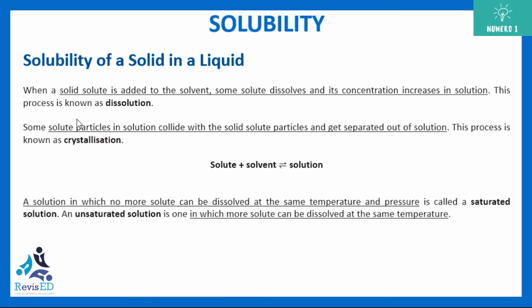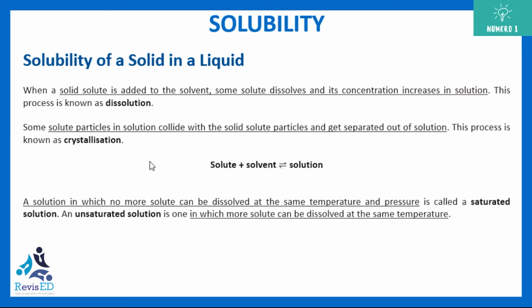Now sometimes it can also happen that the solute particles combine together and get separated out. This process is a kind of formation of crystals. So basically from the solution it is going in the backward direction, and it becomes solute plus solvent. This process is crystallization. So remember that there is always an equilibrium between the two. That is, solute plus solvent gives you solution.